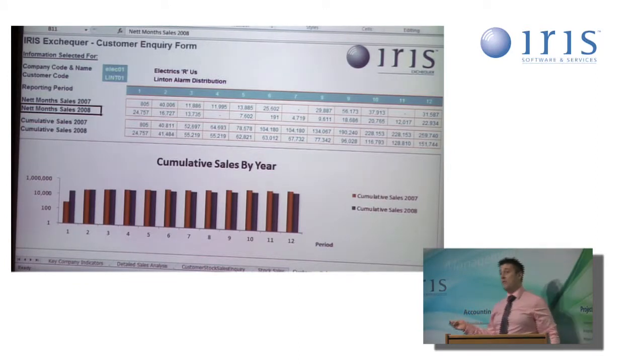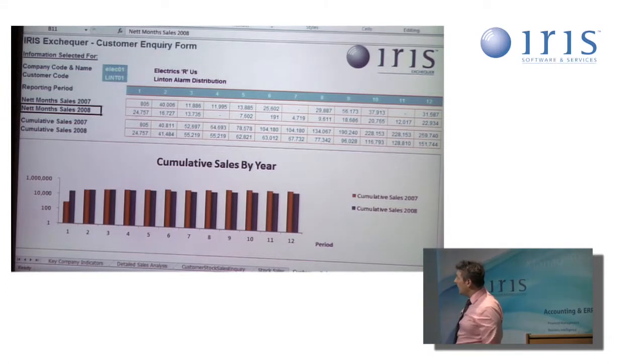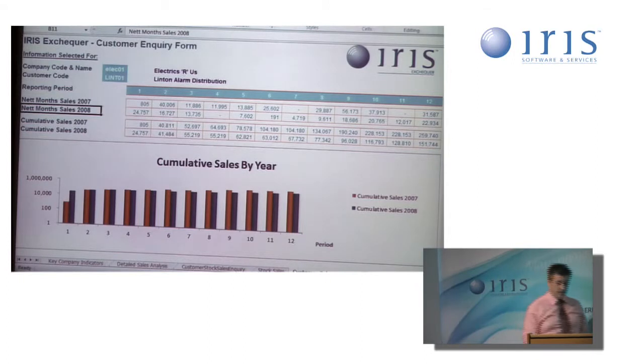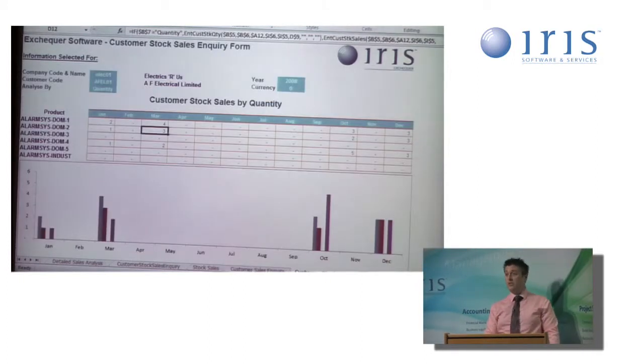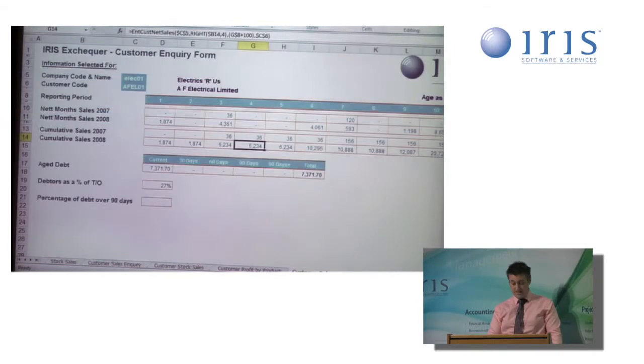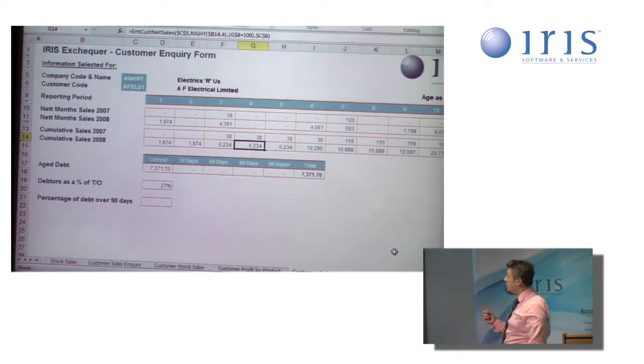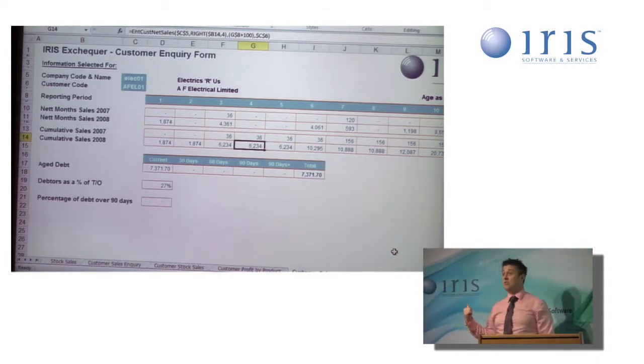We've all seen the customer inquiry form already today. This is what I've taken you through creating at the beginning of my session, with the period values and a different graph there. And there's even more available on this sheet. Like I say, you can download it from IRIS Exchequer. We've got a customer stock sales form there, a customer profit by product form, and a customer debtors inquiry. So again, we can use this debtors form to show us exactly what situation each customer is at and what they owe us and what the age of it is. Again, that could be used as a first line of reporting to let us know that we've got a bad debtor.